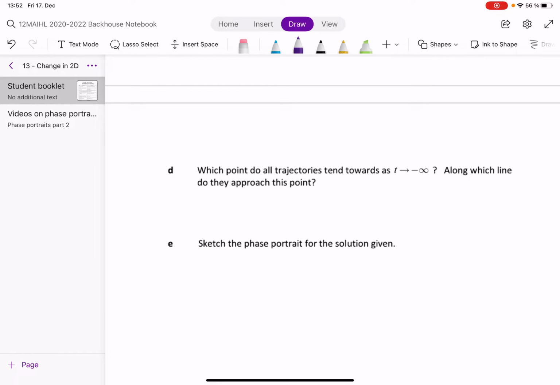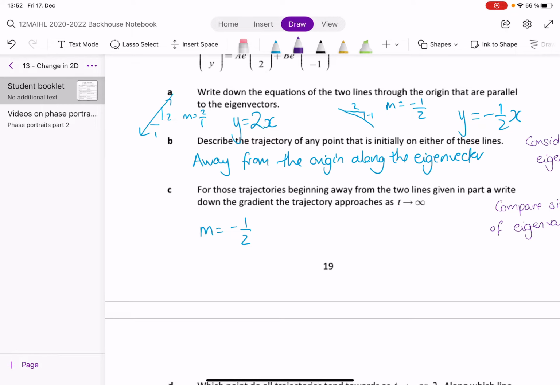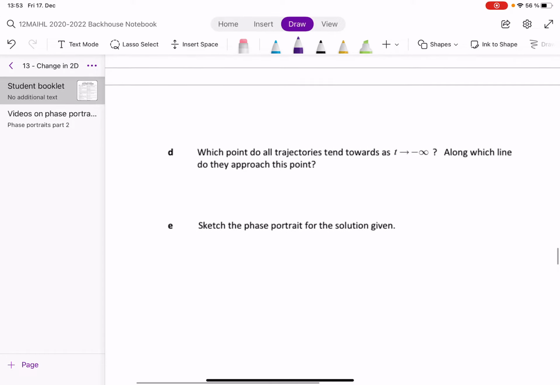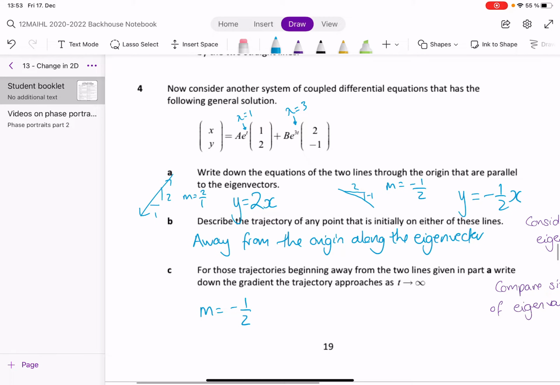What point do all trajectories tend towards as t goes to negative infinity? Well, this time we've said that as time goes on, the points are going to move away from the origin. So if we reverse time a bit and head towards negative values, they're going to go back towards the origin. So the point that all trajectories tend towards is 0, 0. And they're going to do that along the other eigenvector.